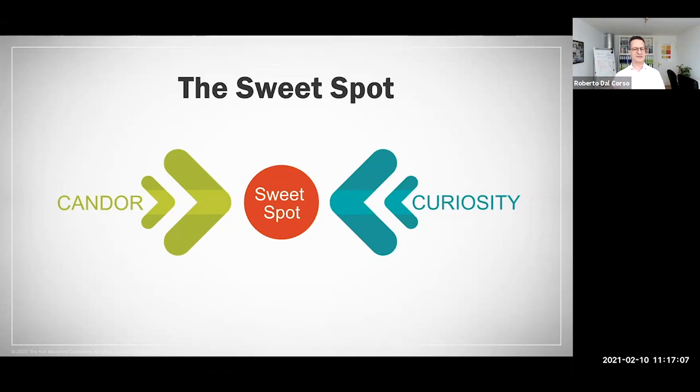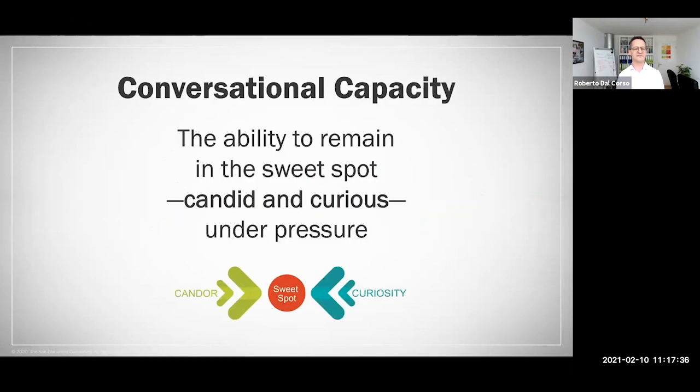On the other hand, if you're in a meeting and you let go of curiosity, you go in a different direction. People become more arrogant. People become more argumentative. And the ugly reality is quite often that my brain switches off and I'm still speaking. Not a pretty picture when that happens. Brain is off, mouth is still going. It doesn't really help anyone. So I would say conversational capacity, again, we can almost define it as the ability to stay in the sweet spot, a mix between candor and curiosity, but importantly, under pressure.